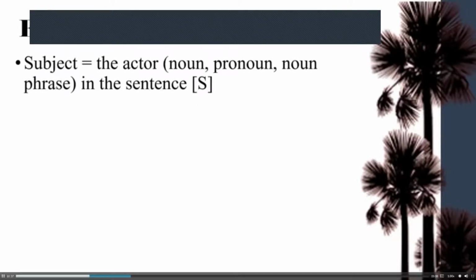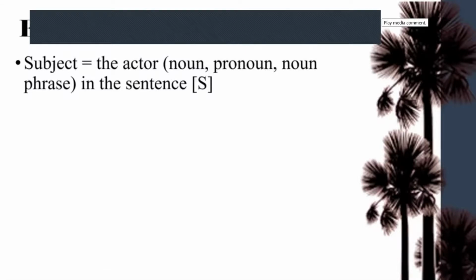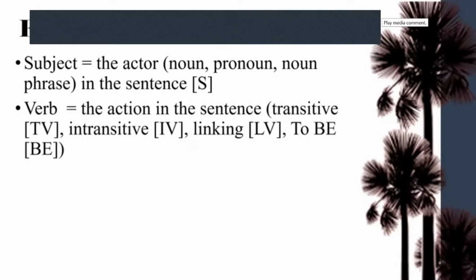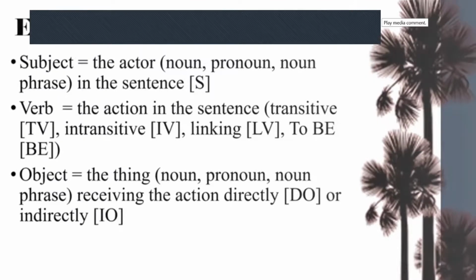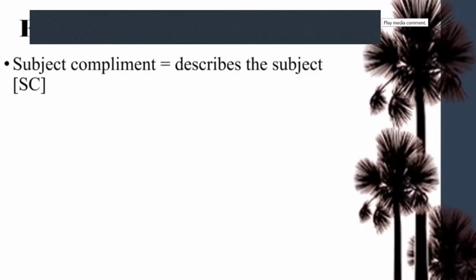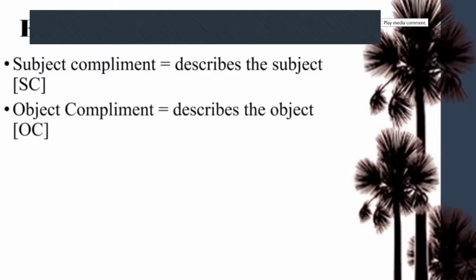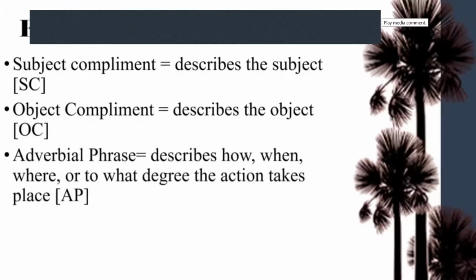Let's take a closer look at the elements of a sentence. You have the subject, which is the actor of the sentence. We will identify this as S. You have the verb, which is the action in the sentence, and it can be transitive, intransitive, linking, or to be. And you have the object, the thing being acted upon. You also have the subject complement, which describes the subject, the object complement, which describes the object, and an adverbial phrase, which describes how, when, where, or to what degree the action takes place.